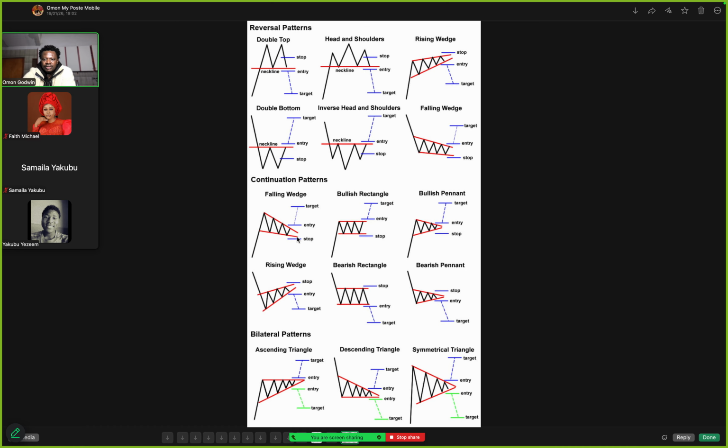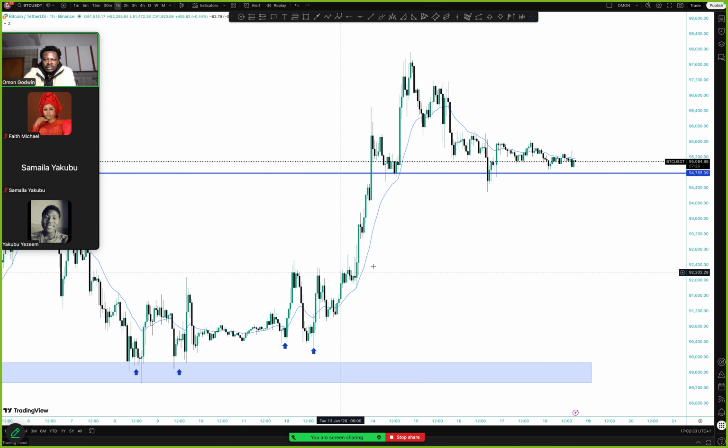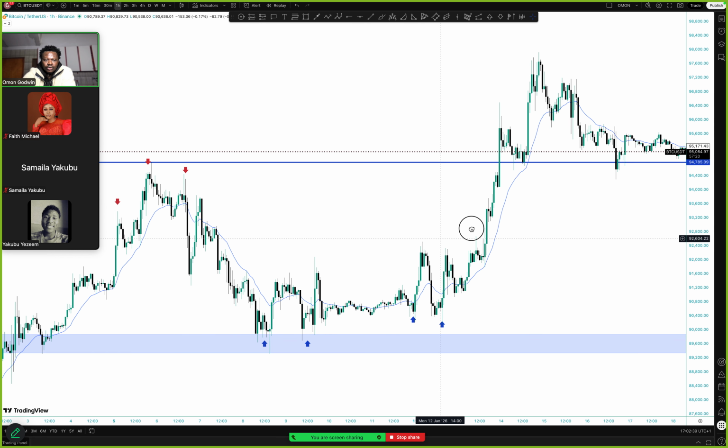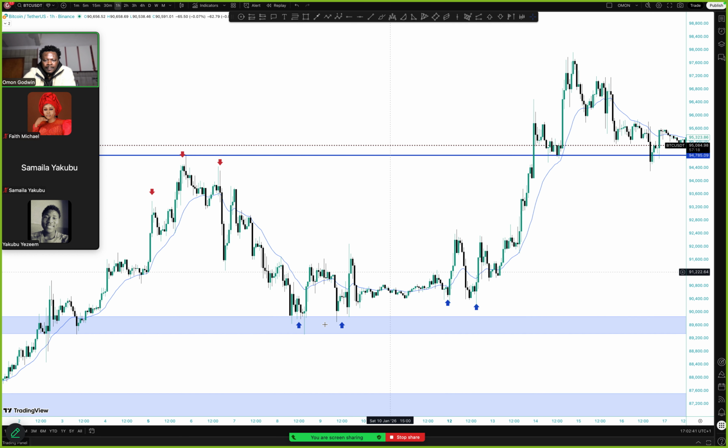Then let me check all these ones now, which is falling wedge, bullish rectangle, then bullish pennant, and so on and so forth. Let's check if we will see it on the market, so that from there you guys can learn a lot and understand what I'm trying to teach you. This is the thing that I told you guys that time. If you think of this one now, let me draw it out and see if we have it there.